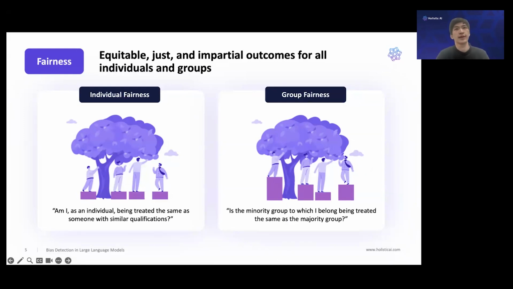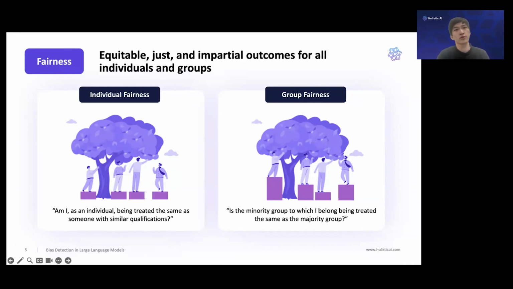Individual fairness asks the question, am I, as an individual, being treated the same as someone with similar qualifications? And it's mainly focused on ensuring that every person receives fair treatment compared to others with similar backgrounds or credentials. The goal here is to avoid unfair bias at a personal level.